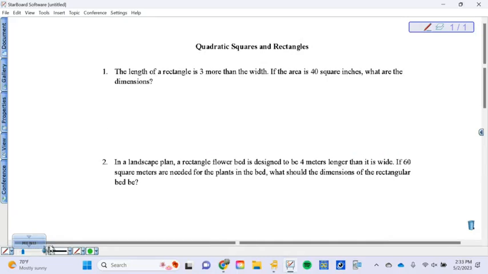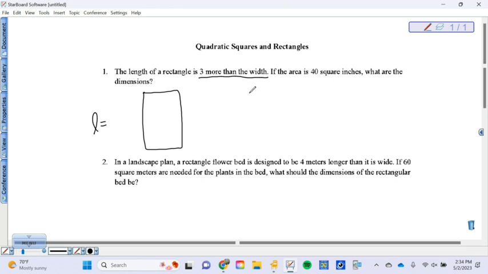Okay. So you have problems just like this on your test on Thursday. The length of a rectangle is 3 more than the width. If the area is 40 square inches, what are the dimensions? I always start with a picture because I'm a visual person and I like to see things in order to understand them. So I have my little rectangle. The length is 3 more than the width.